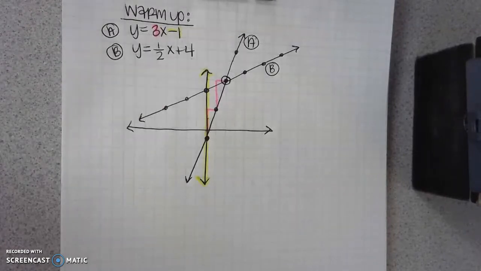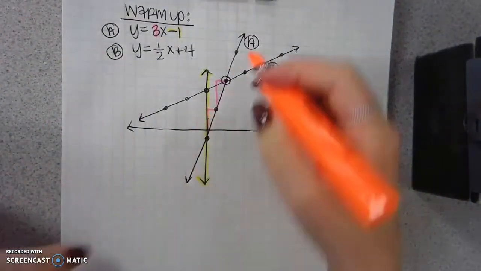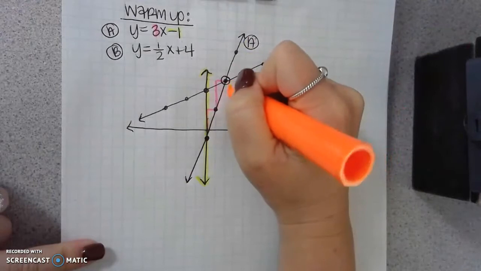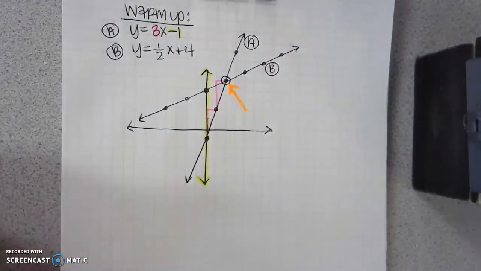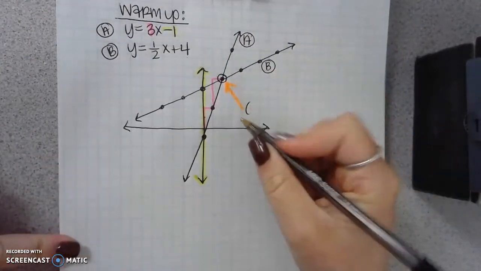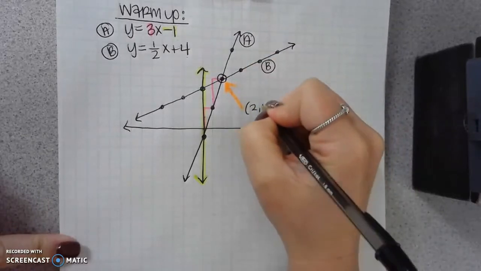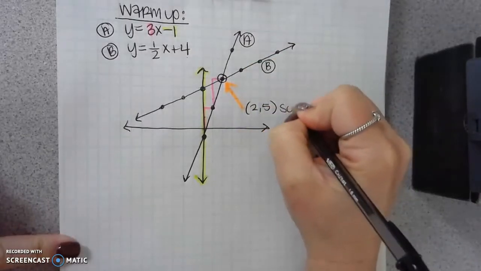So what we're going to talk about, and I'm not going to introduce systems totally because I have a Nearpod lesson for you guys that you're going to walk through, but I do want to talk about a couple things. I want you to notice right here, and this was kind of part of your homework, that coordinate right there is the solution. So that solution is at 2, 5. Okay, and that's our solution.